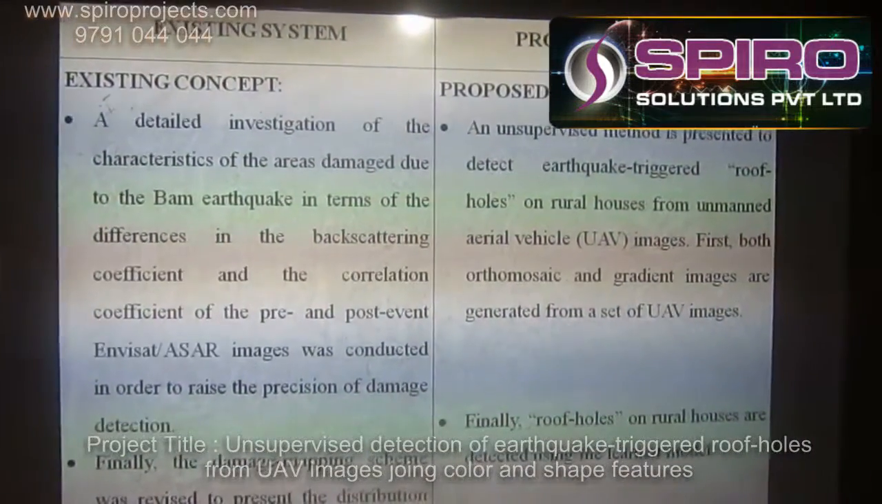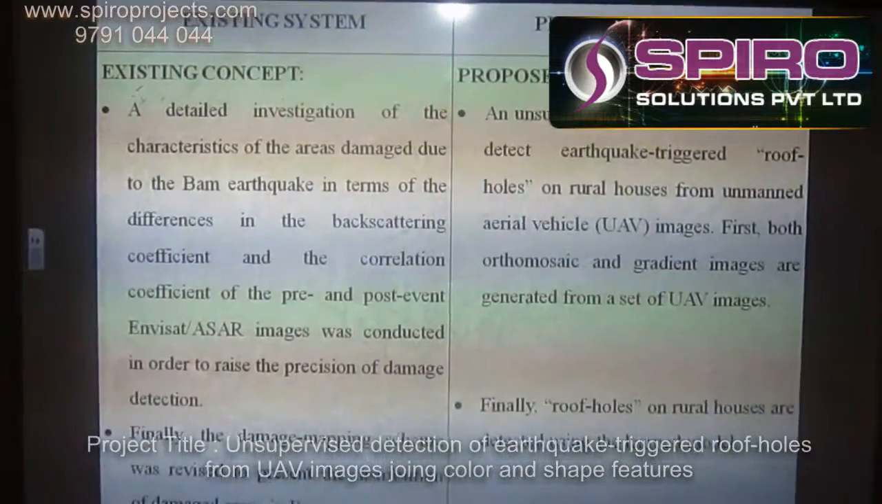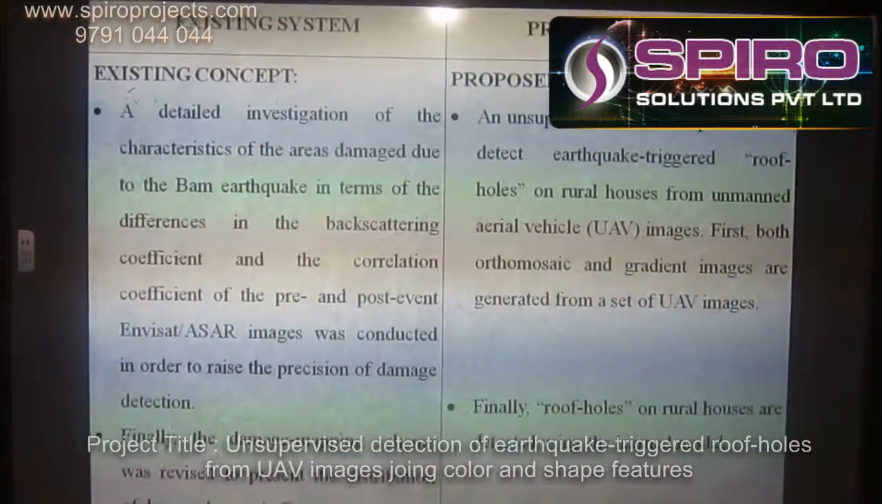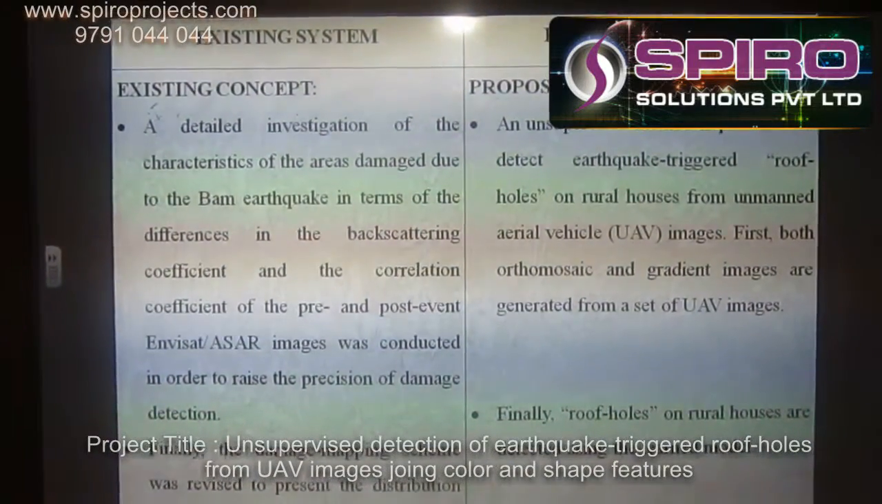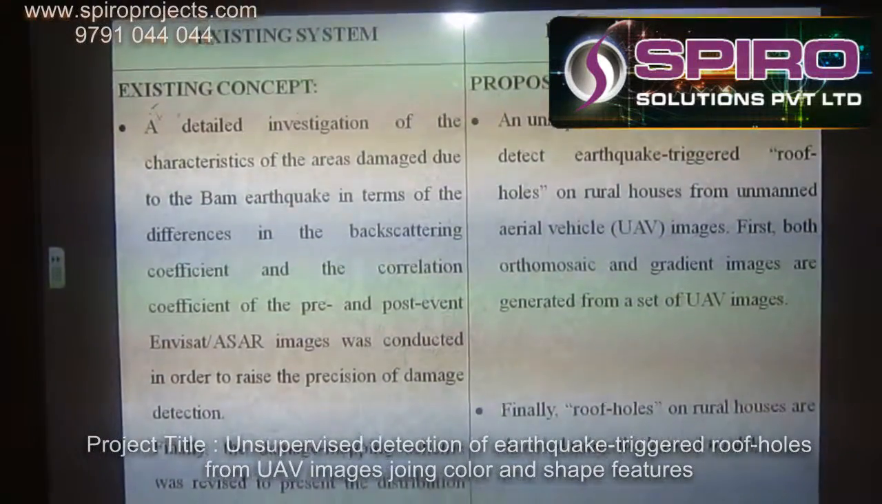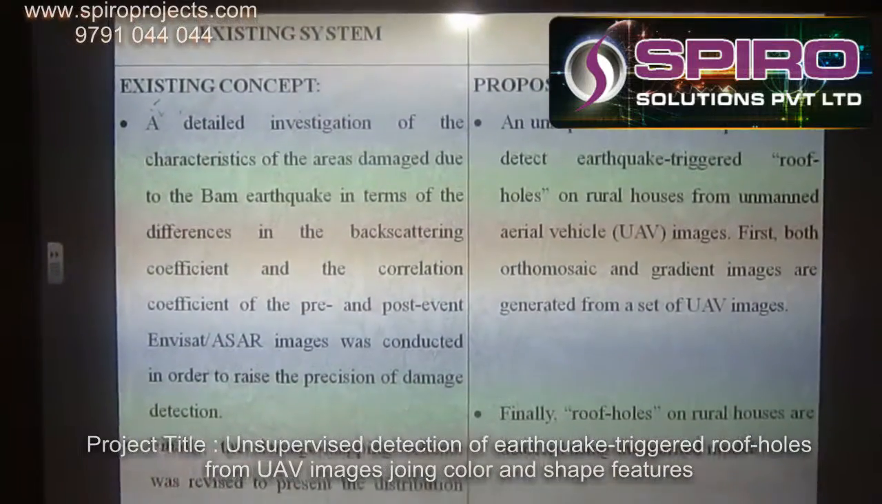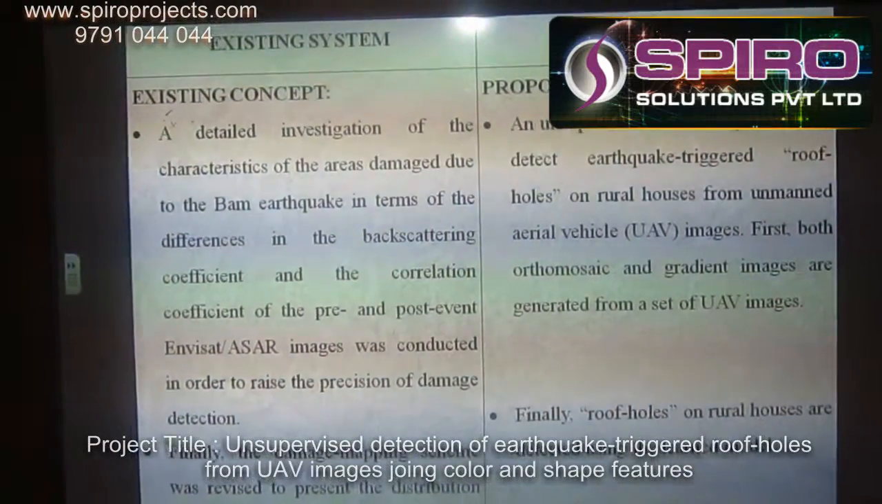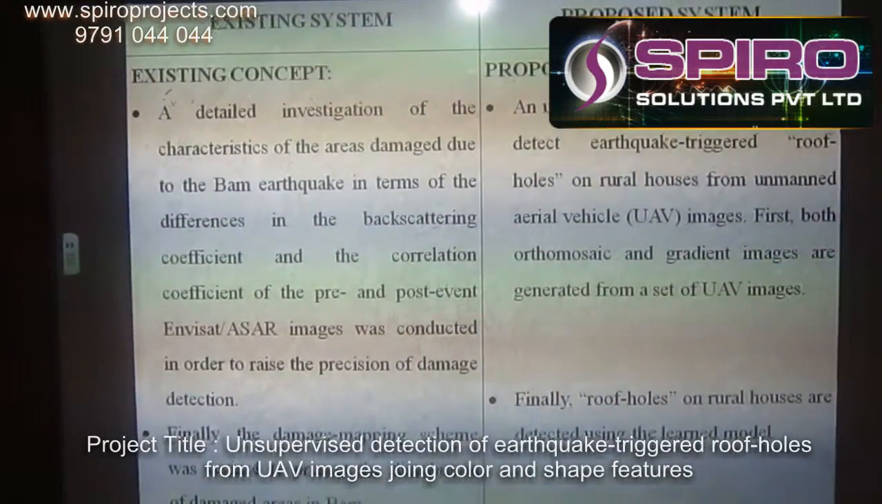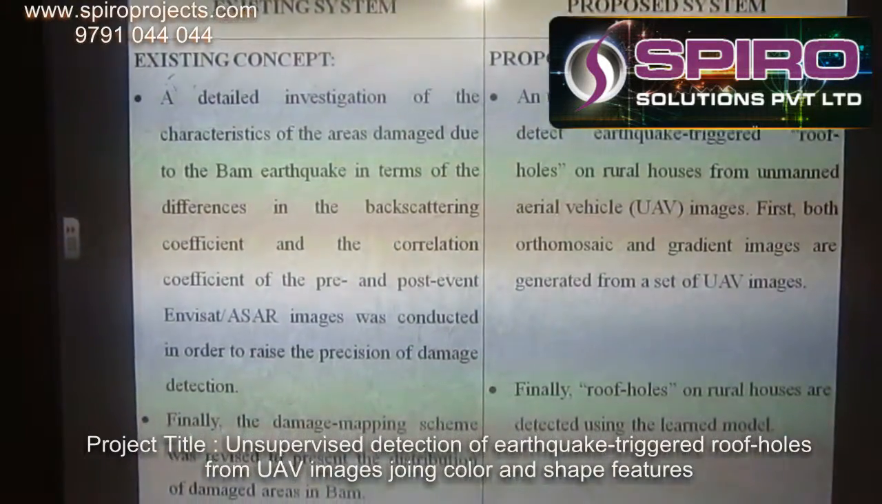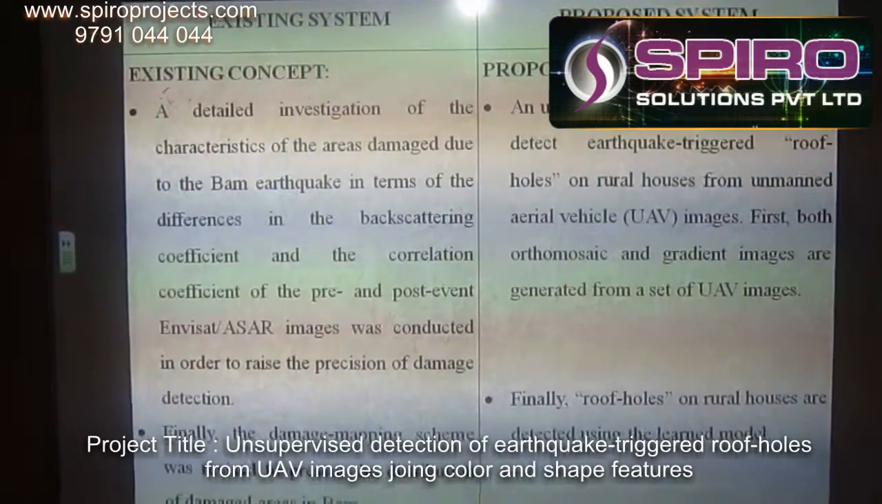In the existing method, a detailed investigation of the characteristics of the areas damaged due to the BAM earthquake, in terms of the difference in the backscattering coefficient and the correlation coefficient of the pre and post event images, was conducted in order to raise the precision of damage detection. Finally, a damage mapping scheme was revised to present the distribution of the damaged areas.